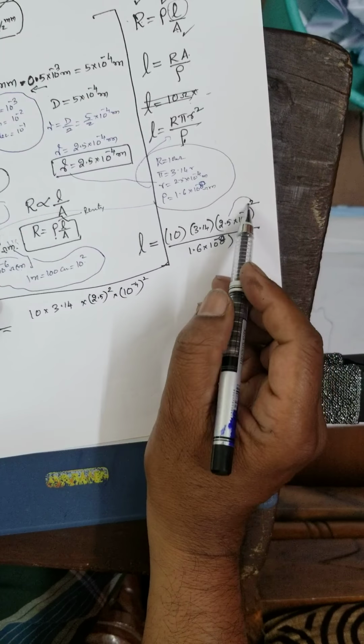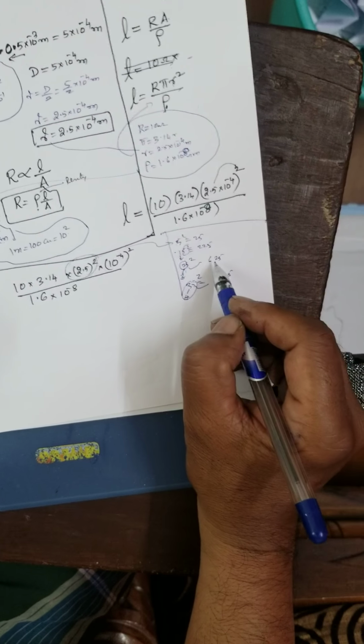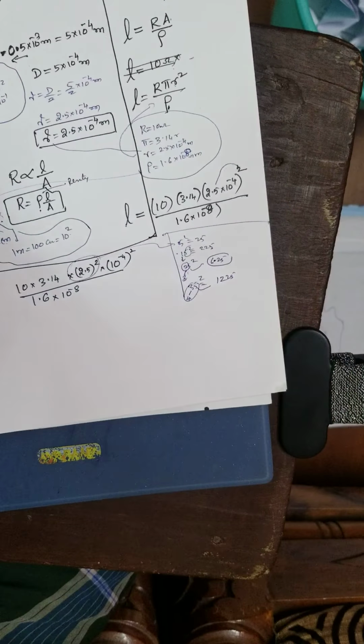But suddenly I remember this: 25 square is equal to 625. Since 0.2, therefore 6.25 in decimal. Therefore, there are different shortcut methods for multiplication. We'll do that in some other class.